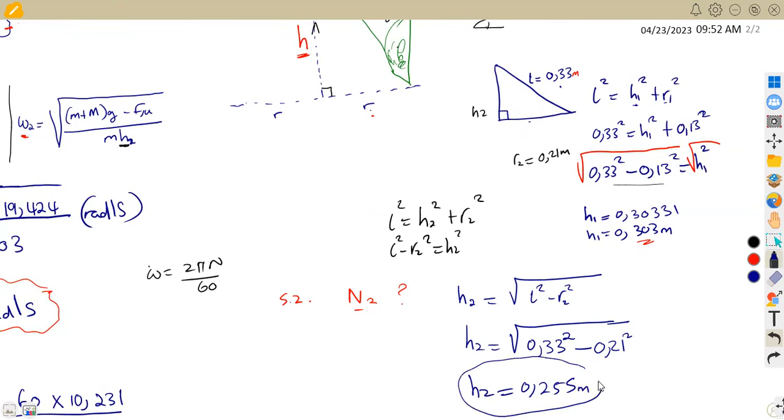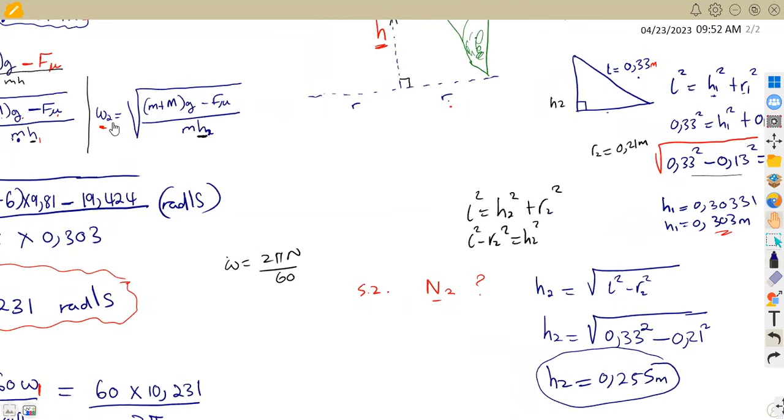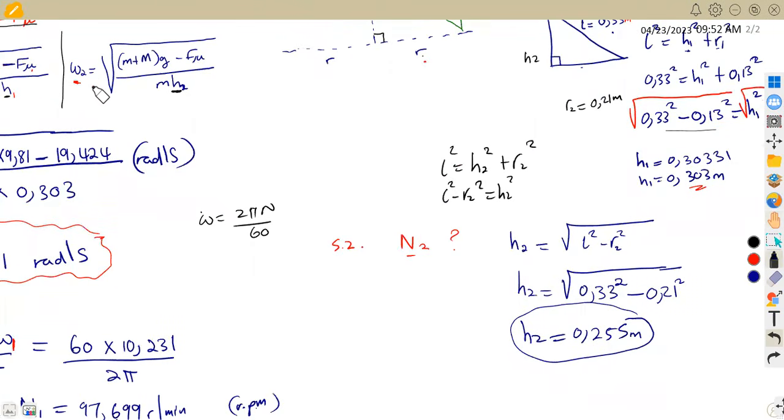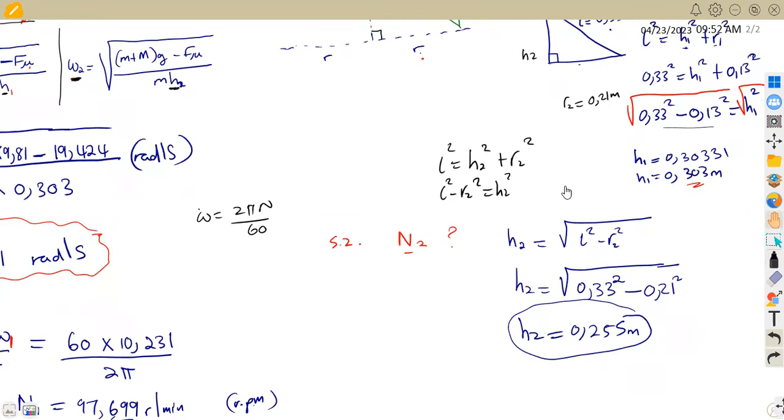So H2 is helping us to calculate omega 2 as we stated from this formula. So we are going to rewrite this formula for omega 2 here. We said this one for omega 2. So this is the one that we are going to use now, with H2, to calculate our N2. All right, so I'm going to take down the formula.